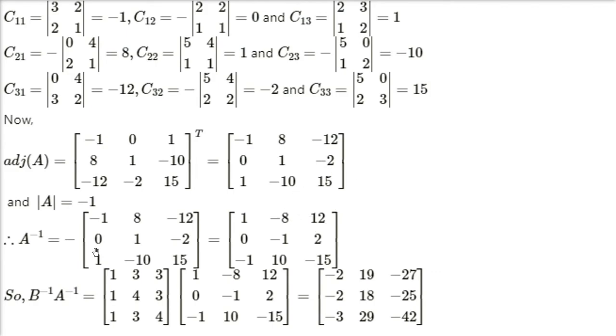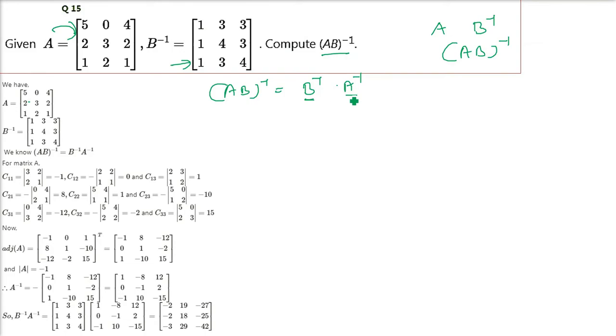Now since B inverse is already given in the question and you have found A inverse, just multiply these two. You already know how to multiply two matrices. That is going to be your B inverse A inverse, and that is going to be equal to AB inverse, and that will be your final answer. B inverse A inverse is simply equal to AB inverse that you need to compute in this question. Basically, matrix multiplication is important here.